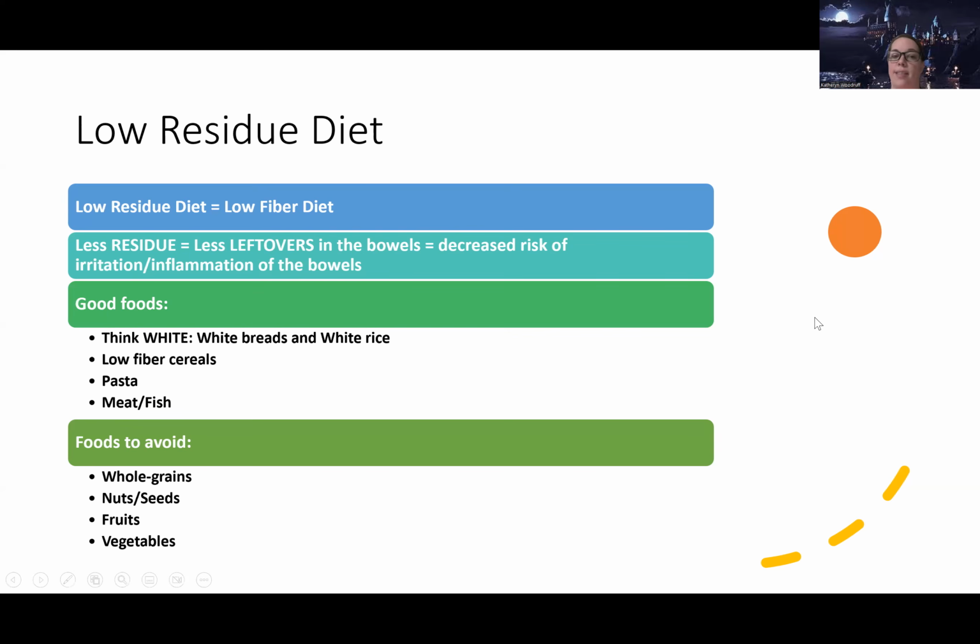All right, I think that's it. So that was inflammatory bowel. I know that's a longer one. We're getting there. The next topic is going to be ostomies. See you for that one.